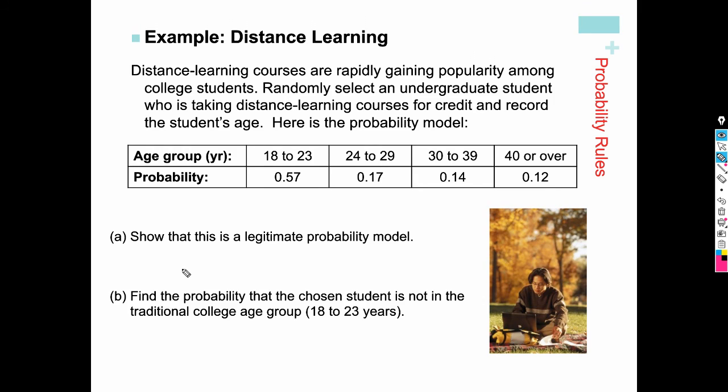But we should also make sure that our probabilities add up to 1. So let's double check those probabilities: 0.57 plus 0.17 plus 0.14 plus 0.12. And if we add those together, we should get 1, and we do.